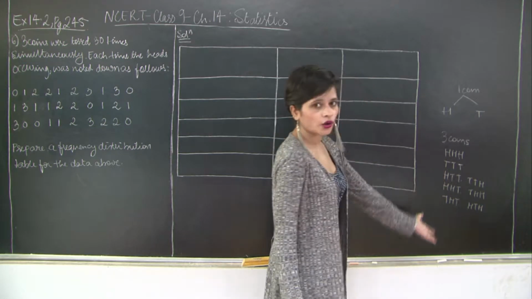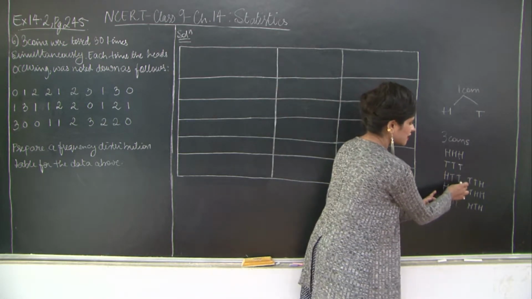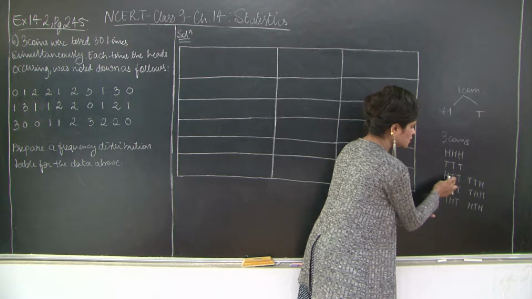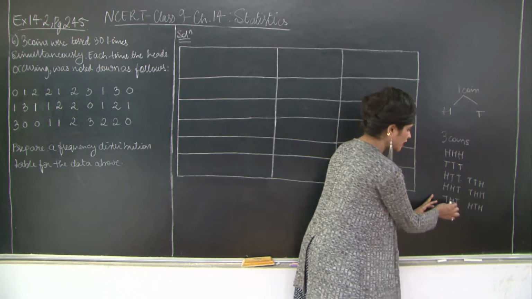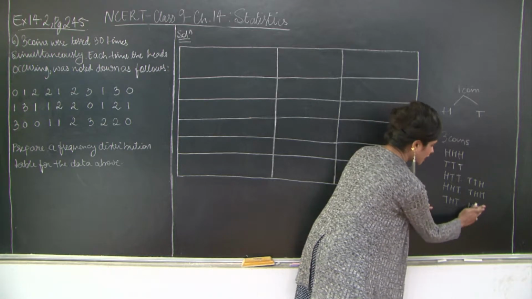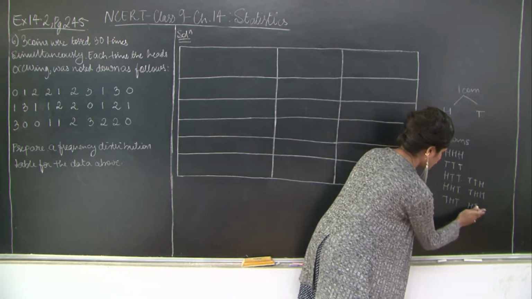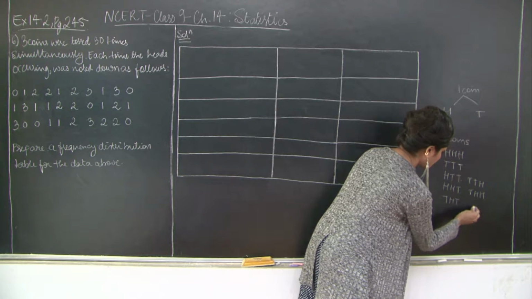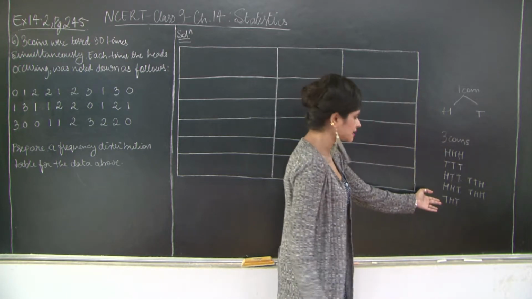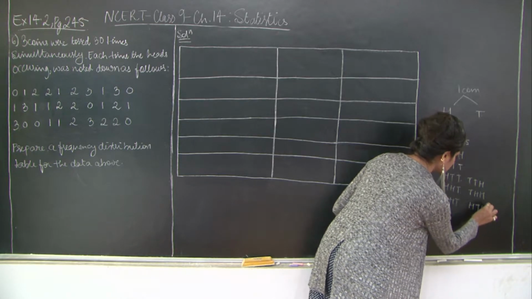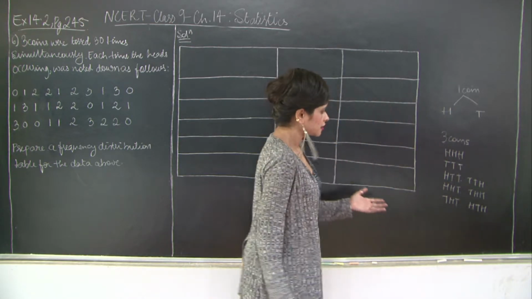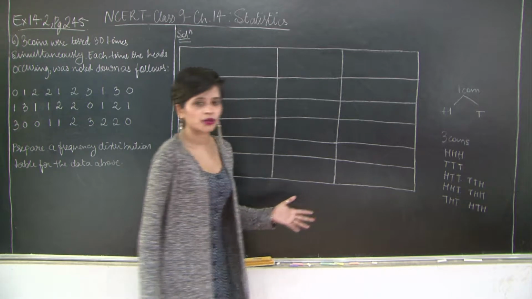Because it depends on the coins. See, the outcomes are the same. Two tails, 1 head. 2 heads, 1 tail. And 1 head, 2 tails. So this will remain as it is. Tail, heads, tails, right? Or you can have head, tails, heads, right? So these are the outcomes that we can have.